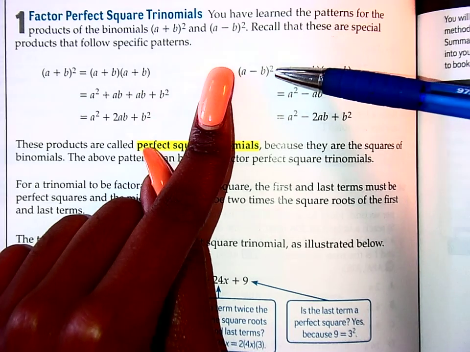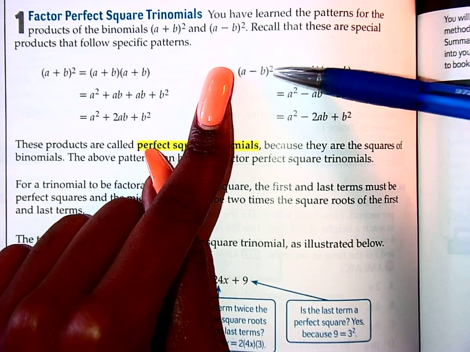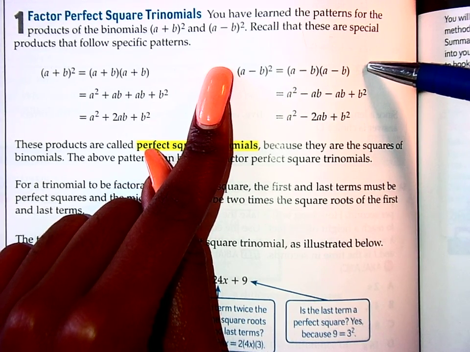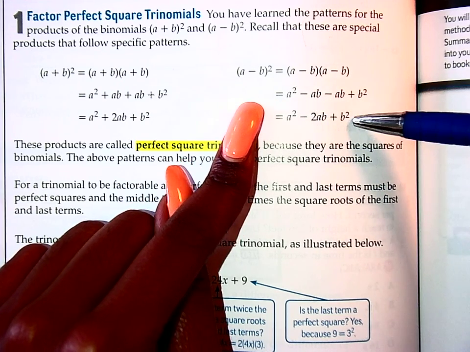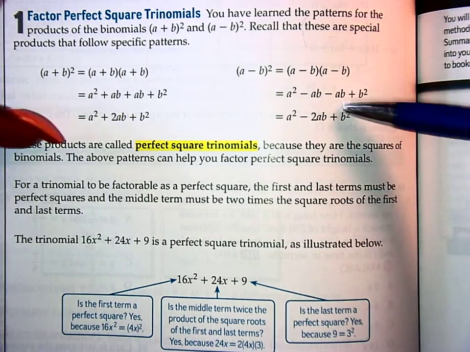Same thing over here. A minus b squared, that just means a minus b times a minus b. When you multiply it out, you get that. And then you combine these two like terms in the middle. So both of these are perfect square trinomials.